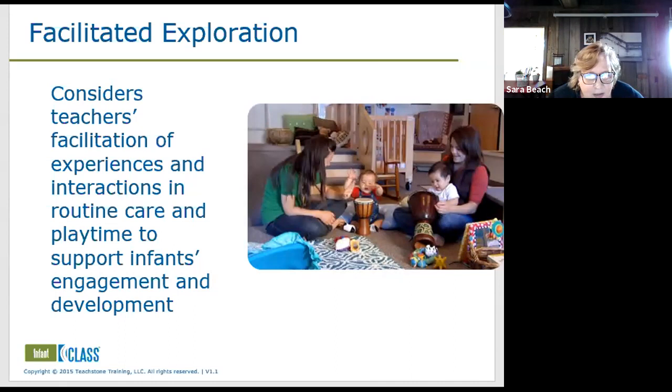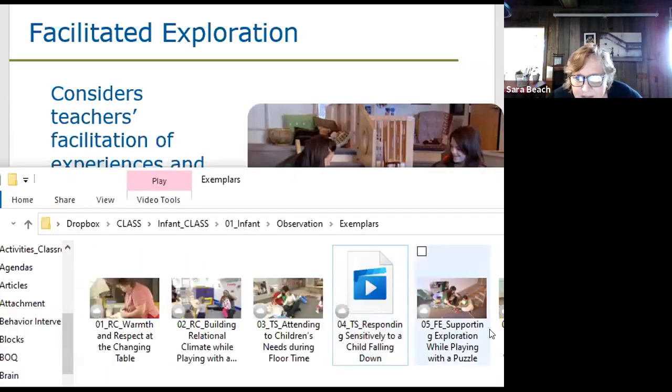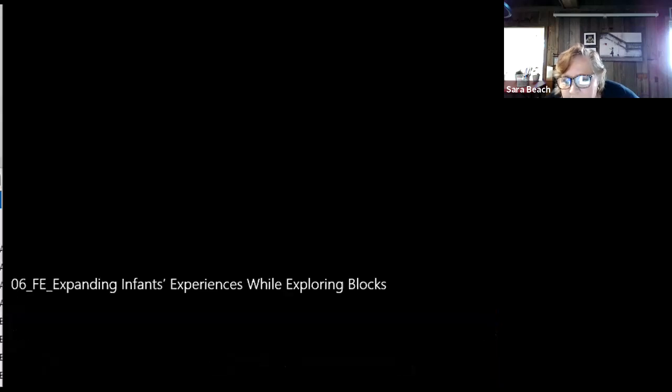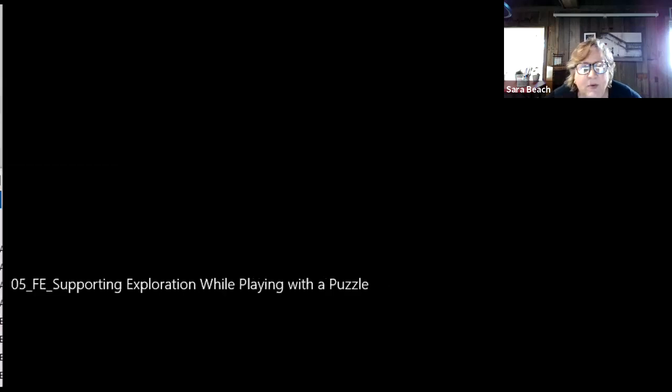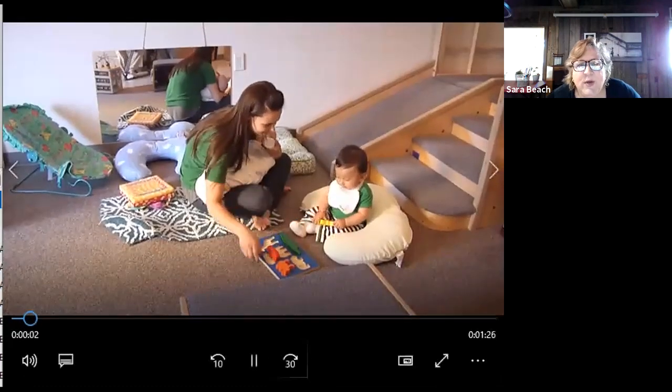Let me show you a quick example of facilitated exploration. This is called supporting exploration while playing with a puzzle. We're looking for involvement, infant focused, and expanding experience.